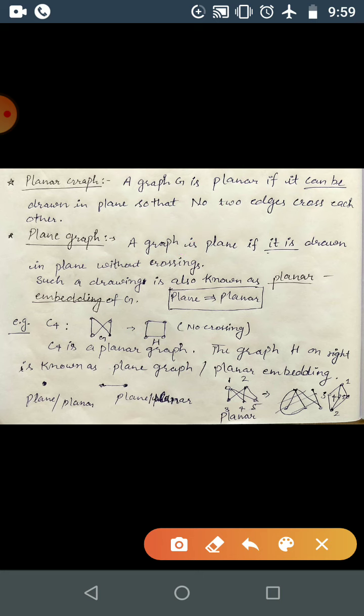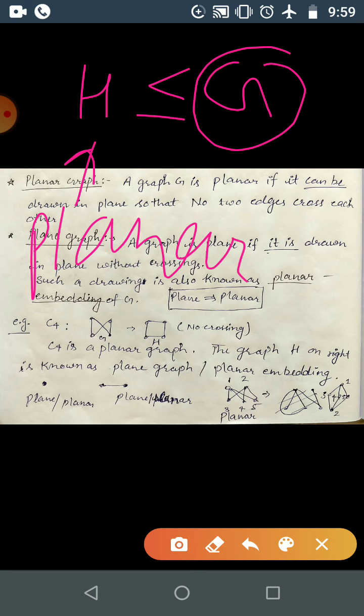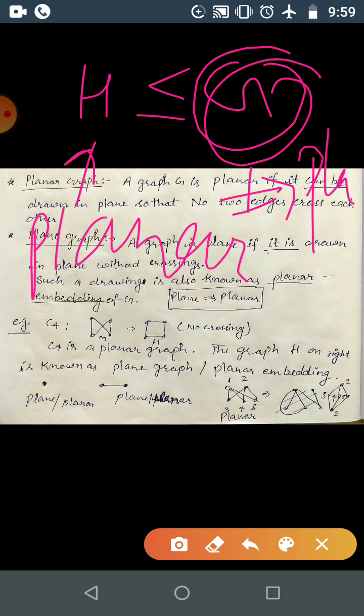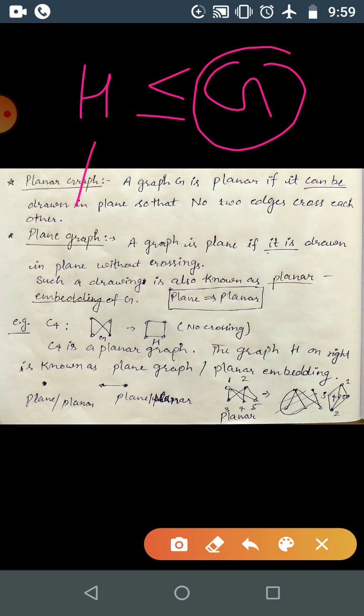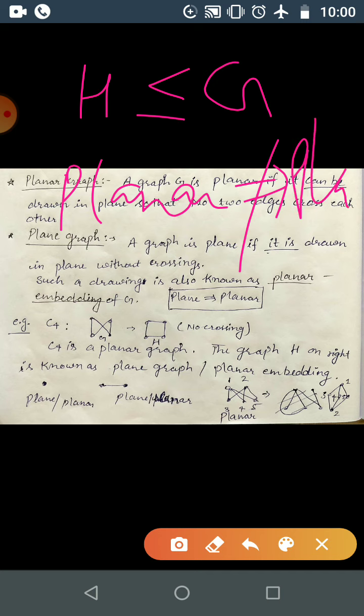Any graph, if a graph H is planar, and this is a subgraph of some other graph G, then you can't say G will be planar. This does not imply that G will be planar. Okay? Means to say, when you have H as a subgraph of G, you can't say planarity of H implies planarity of G. You can't say.